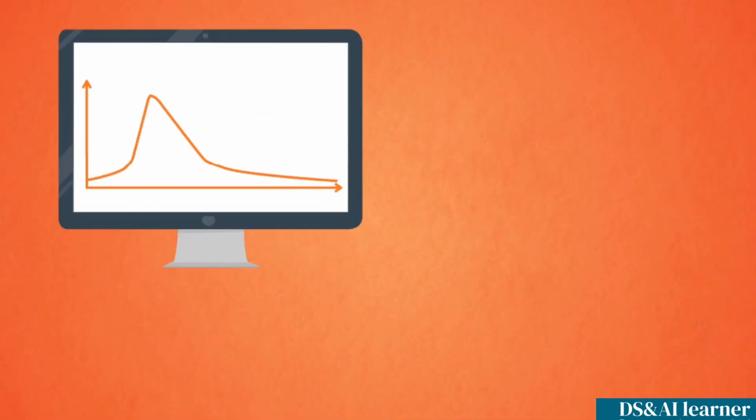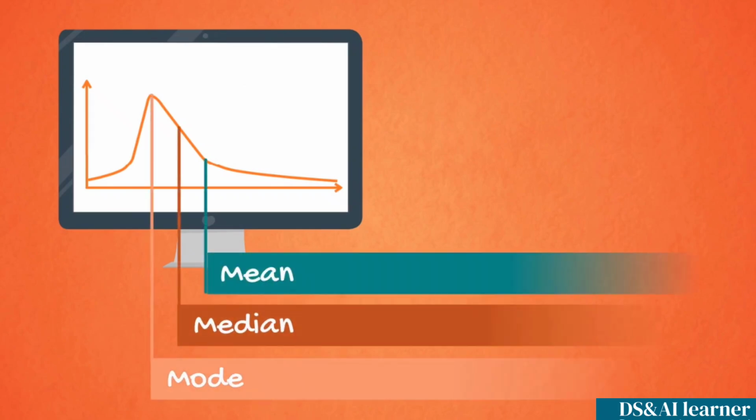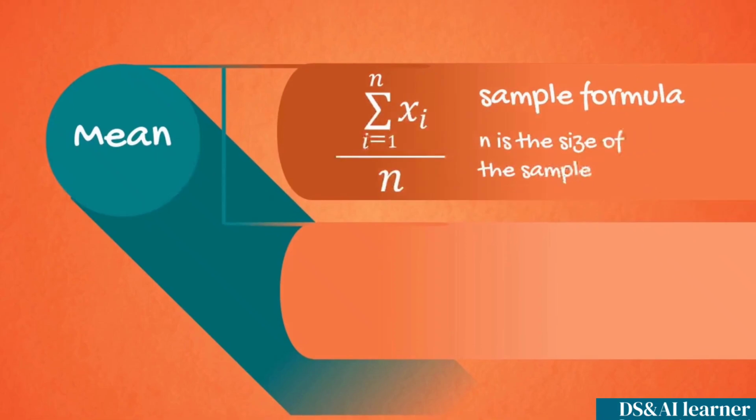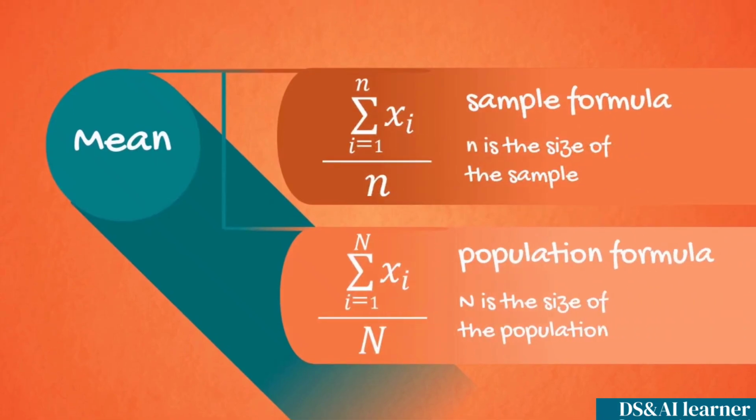You must be asking yourself why there are not unique formulas for the mean, median, and mode. Well, actually, the sample mean is the average of the sample data points, while the population mean is the average of the population data points. So technically, there are two different formulas, but they are computed in the same way.